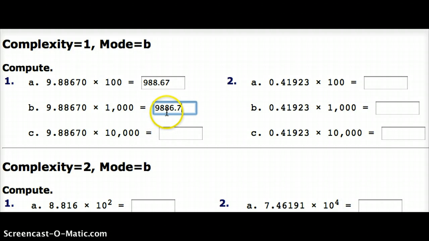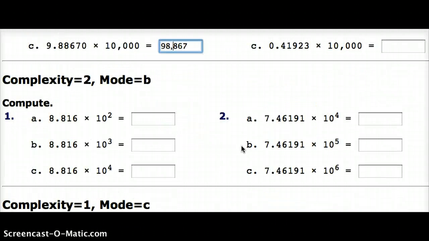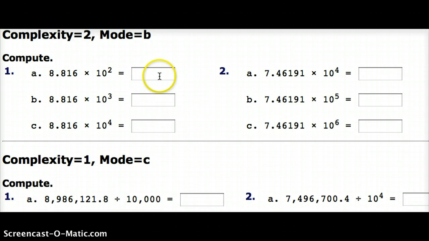9,886 and 7/10. Finally here I have 4 spots over. 1, 2, 3, 4. It's going to be right between the 7 and the 0. Like I mentioned before, you can do the examples along the other side, and I'll show all the answers at the end.